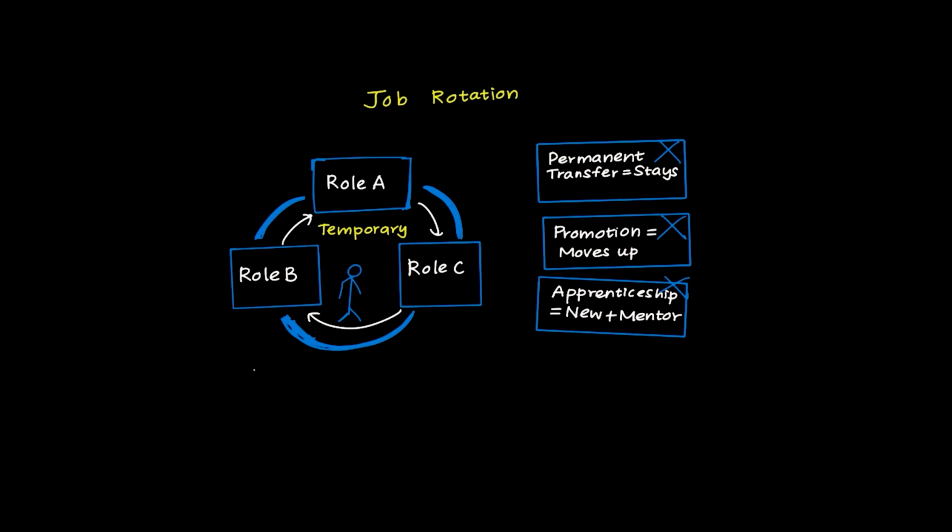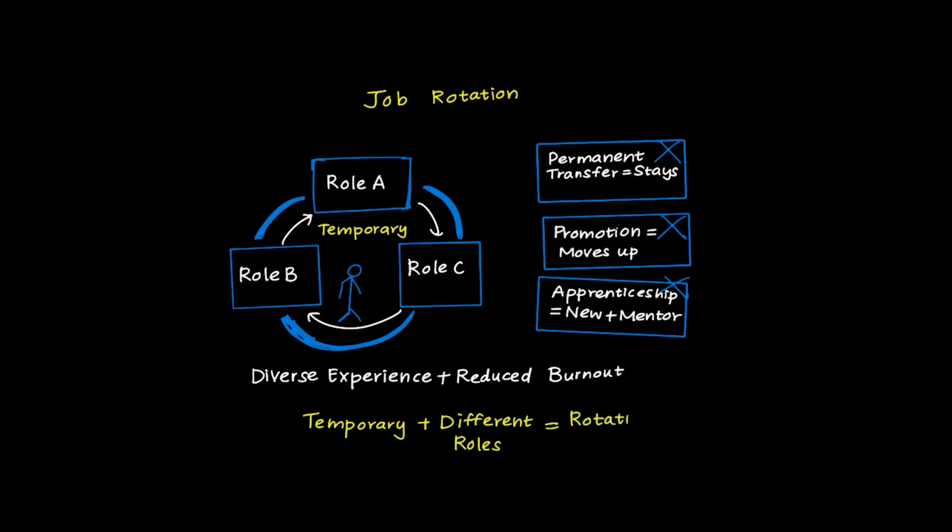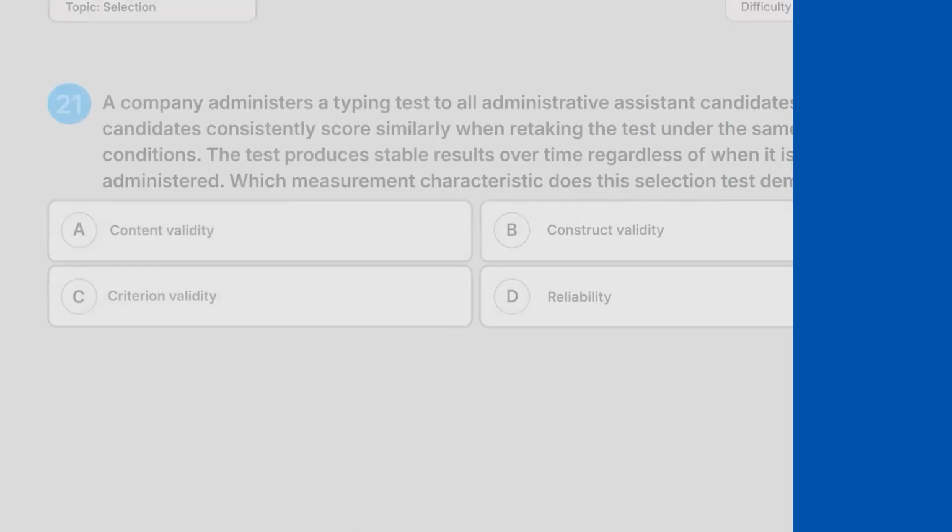Here's a WGU D351 OA exam tip for you. Temporary, regular intervals, and different assignments all point to job rotation. Quick recall hook. Temporary plus different roles equals sign rotation.